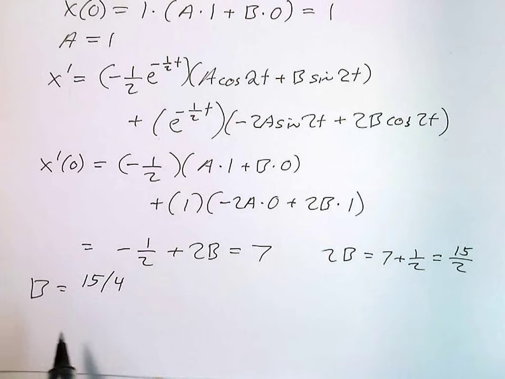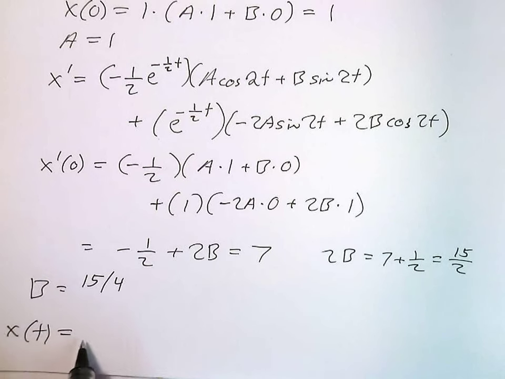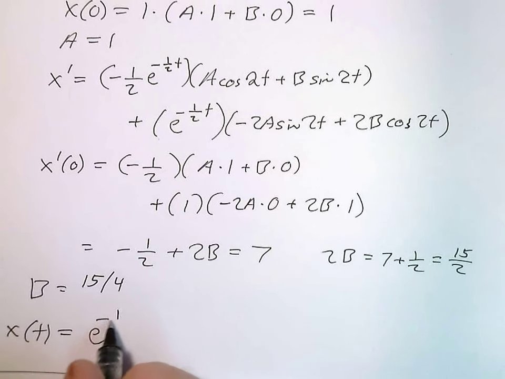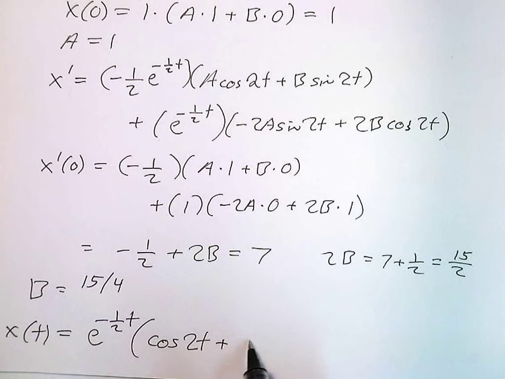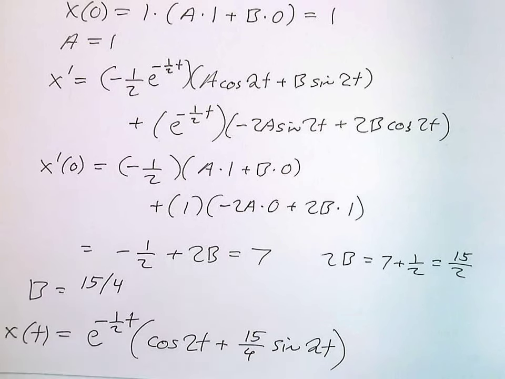I know a is 1 and b is 15/4, so my final answer, my x(t), is e^(-t/2), then a was 1, so I have a cos(2t), and then b, I had 15/4 sin(2t). And that's the answer to my problem.